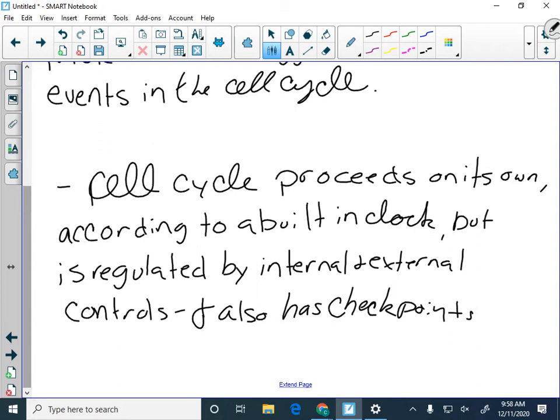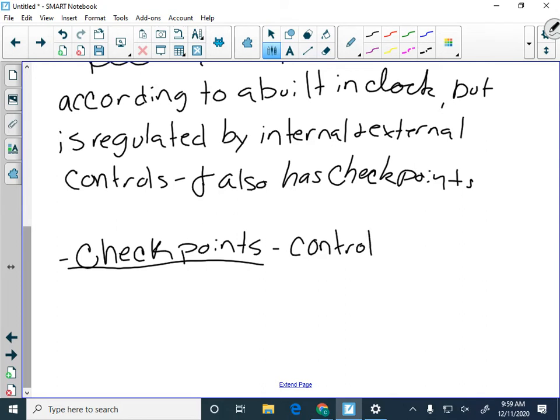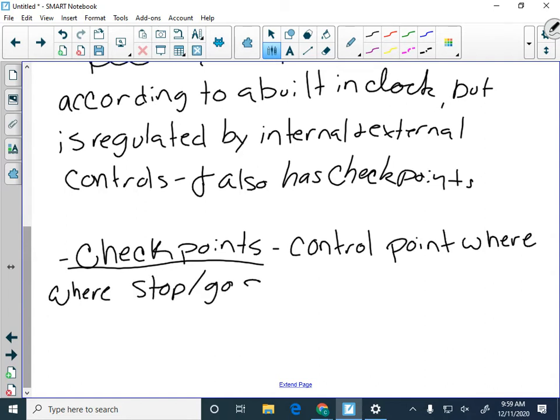Okay, so these checkpoints are really important, especially when it comes to loss of control, which we'll talk about Monday. But these checkpoints are points in the cell cycle where we need stop and go ahead signals. Control point, where stop and go signals regulate.